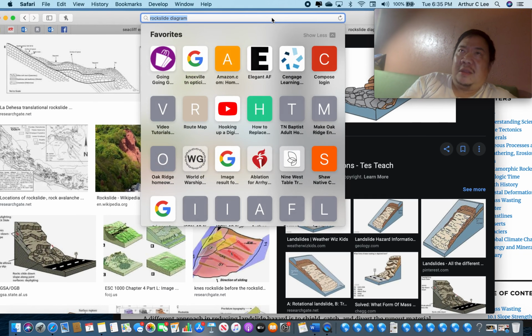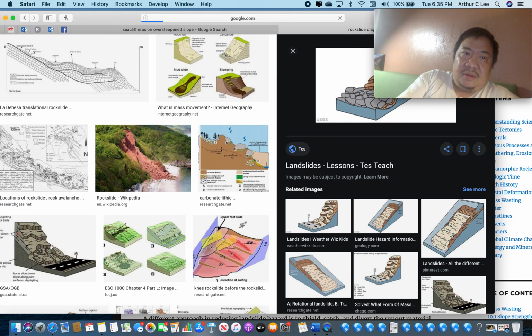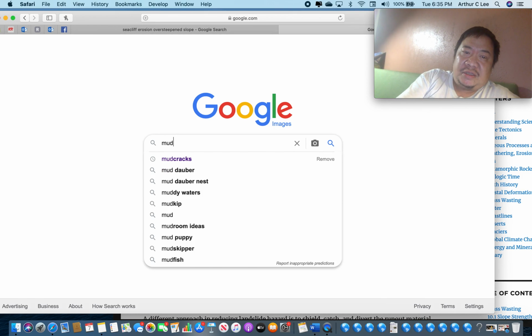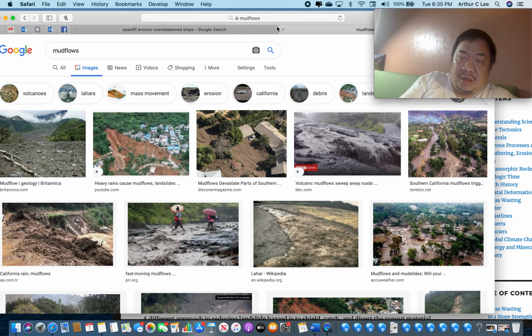Next one, the next fastest. So we're going from fastest to slowest. Rock falls are the fastest. Rock slides are the second fastest. Of course, avalanches are the fastest rock falls. And the third fastest are the mud flows. We don't get mud flows in Tennessee, I'm sure, but other parts of our country do.